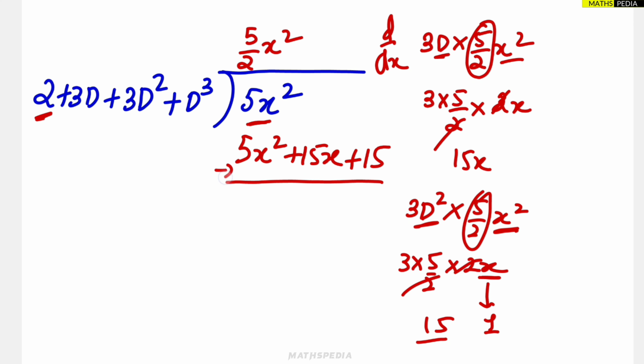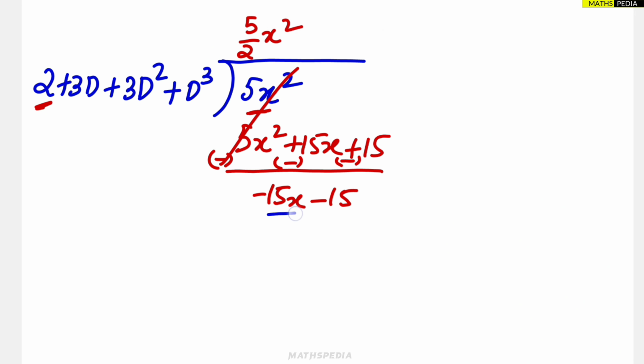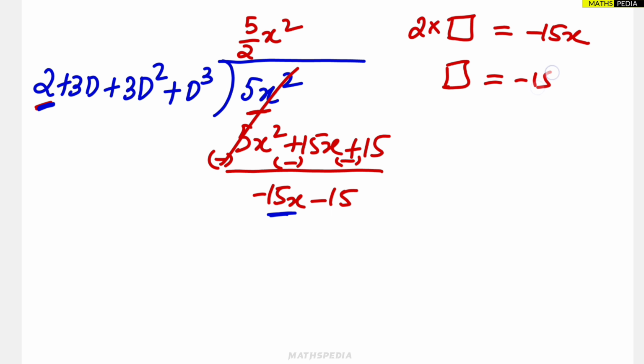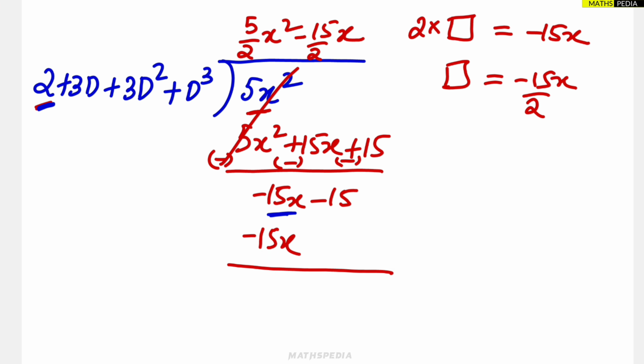Now we have to subtract. Subtract everything. How much will we be getting? This thing is cancelled. Minus 15x minus 15. Now what is the element here? First element, 2 is there. So I have to multiply 2 with what, so that you will be getting minus 15x? So that multiplication factor will be minus 15x divided by 2. So minus 15 by 2 x I have to take. Very simple. So when I multiply it, I will be getting minus 15x. This is the second part of division.